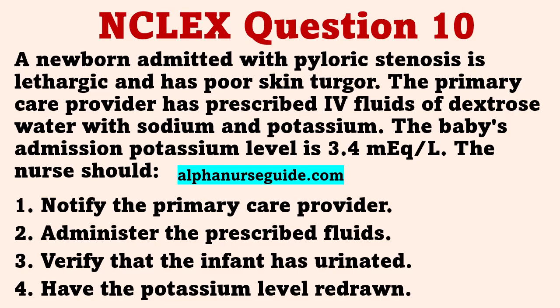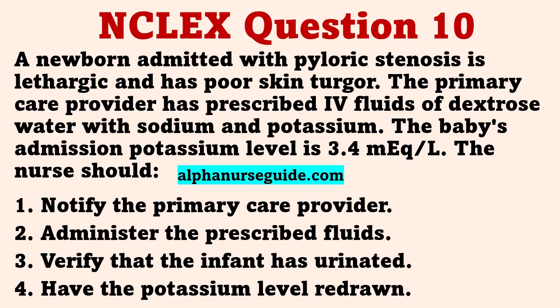The correct answer is 3. Normal serum potassium levels are 3.5 to 4.5 milliequivalents per liter. Elevated potassium levels can cause life-threatening cardiac arrhythmias. The nurse must verify that the client has the ability to clear potassium through urination before administering the drug.